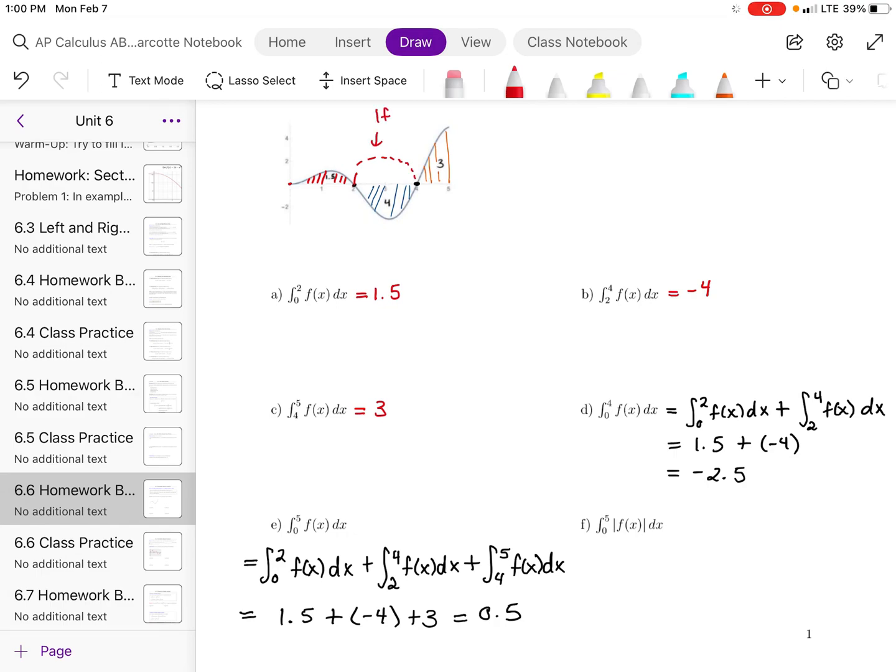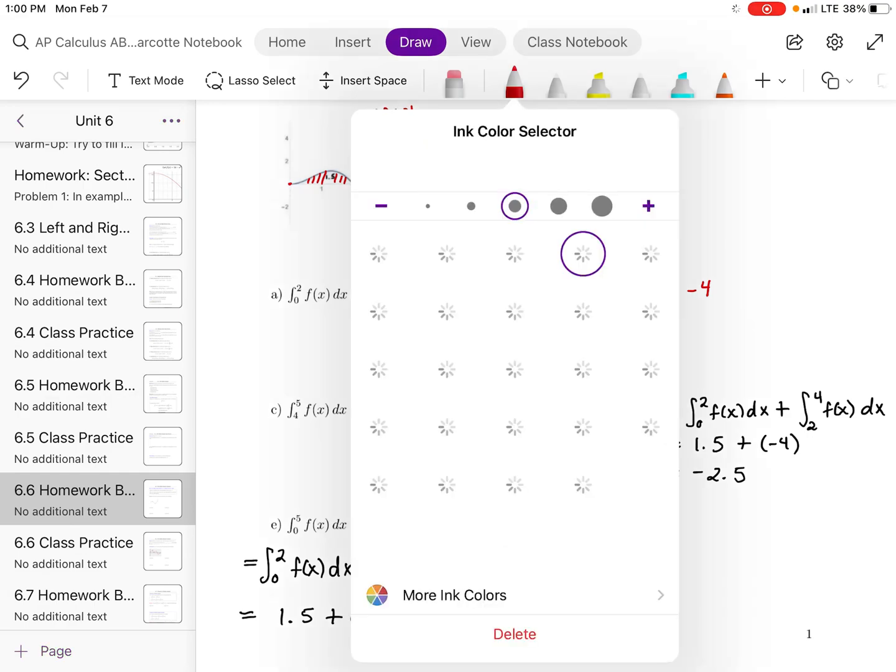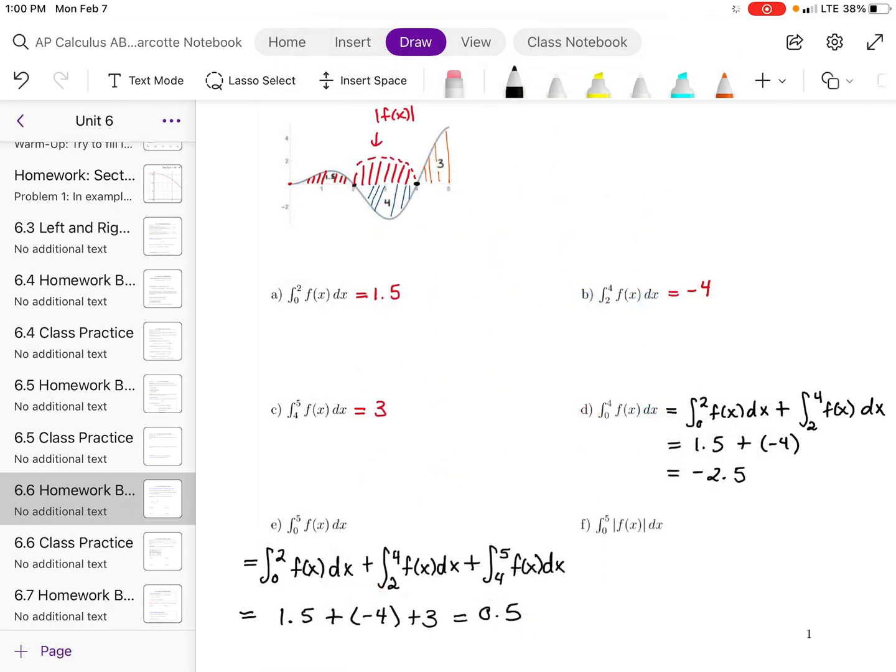Okay, so I'm going to write an arrow, absolute value of f of x. It says I'm going to count this curve as now being above, and I'm going to consider this area under this curve, which is now going to be 4. So what this becomes is just 1.5 plus 4 plus 3. And so this is 8.5.